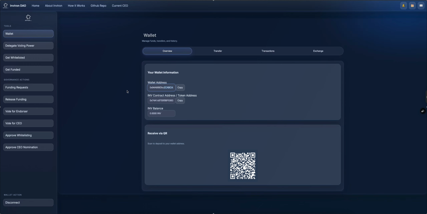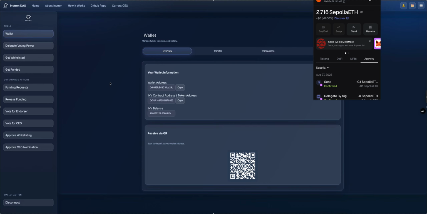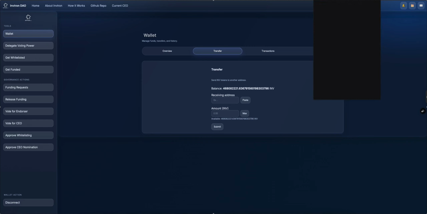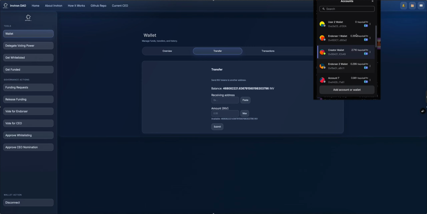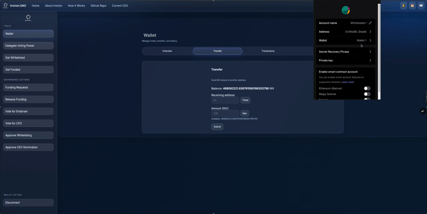Connect. Refresh. Okay. Is this the wallet? Yes. Okay, then now we put here transfer, and then we go to copy the whitelisted address from here.